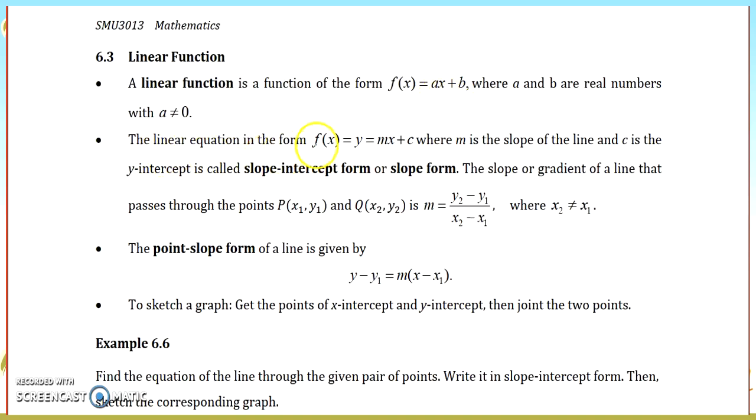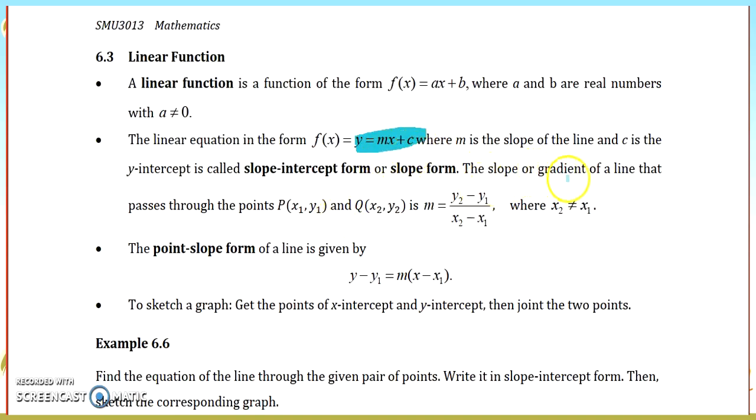We also can write a linear function as a linear equation in the form of y = mx + c, where m represents the slope of the line or the gradient of the line and c is the y-intercept. This equation is also called the slope-intercept form or slope form, because we have information of slope and also the y-intercept.